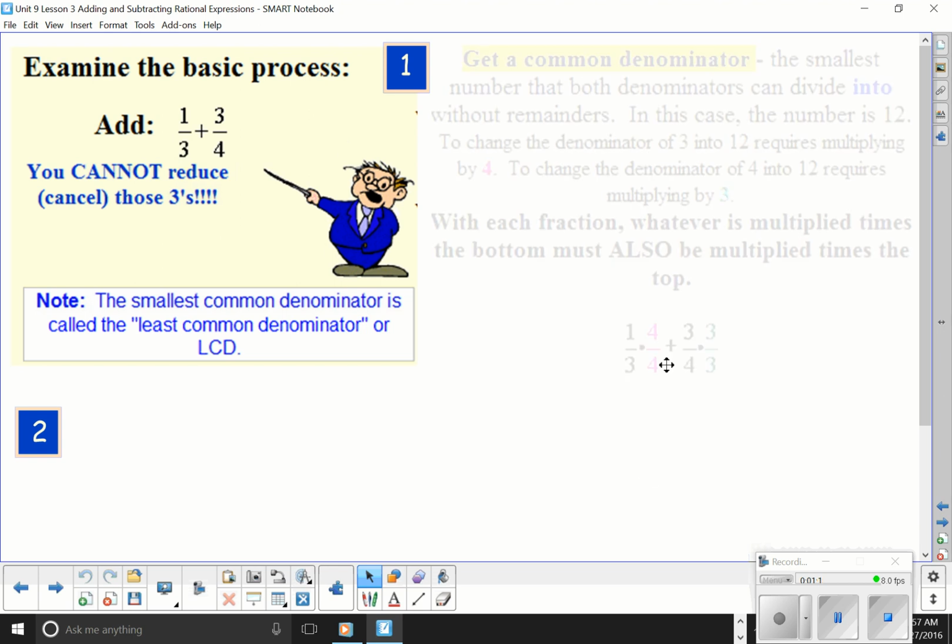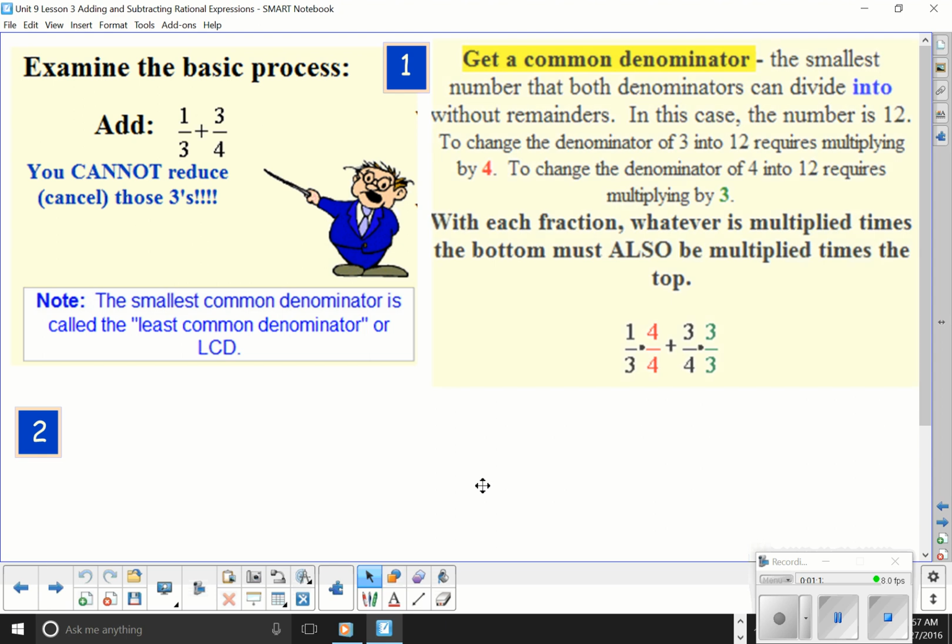So, step 1, get the common denominator, the smallest number that both denominators can divide into without remainders. In this case, the number is 12. To change the denominator of 3 into 12 requires multiplying by 4, both top and bottom. I've done that. To change the denominator of 4 into 12 requires multiplying by 3, top and bottom.